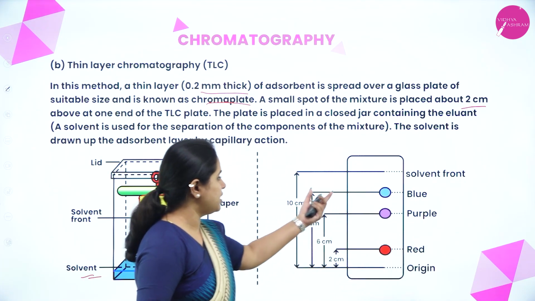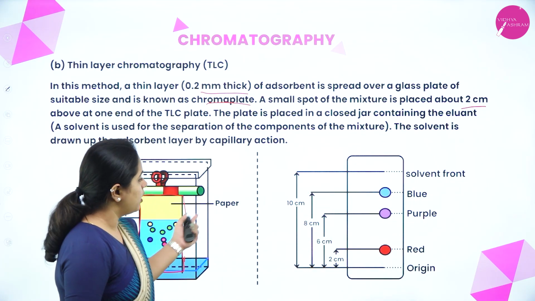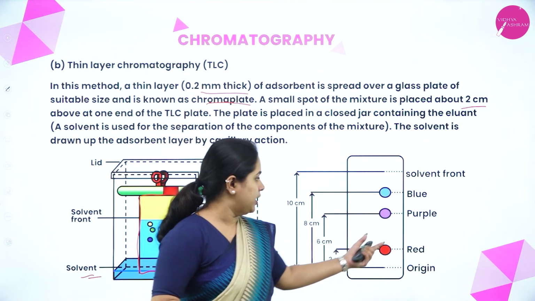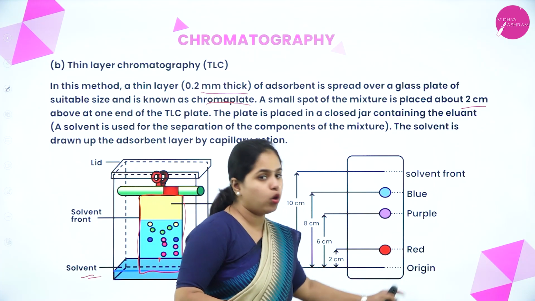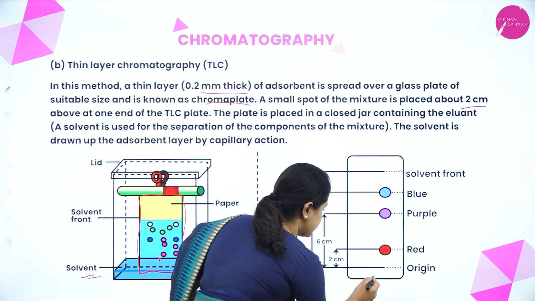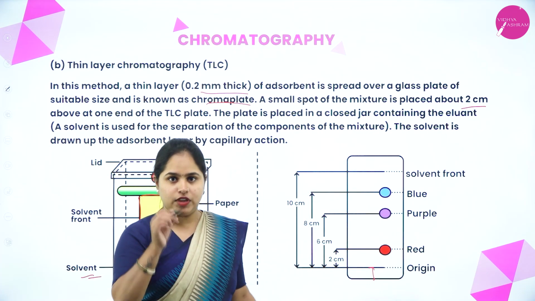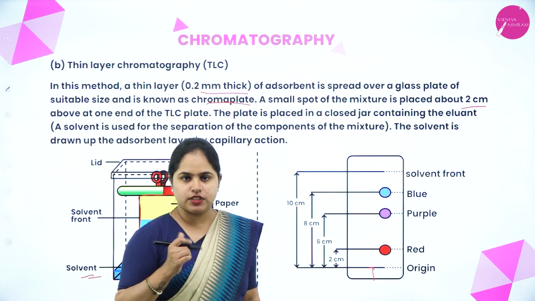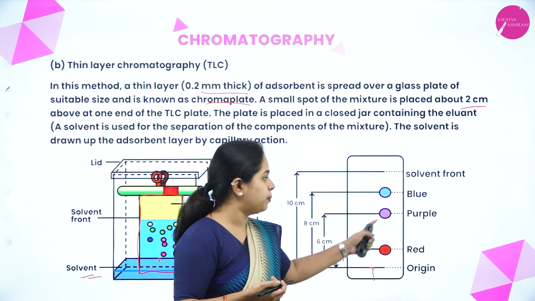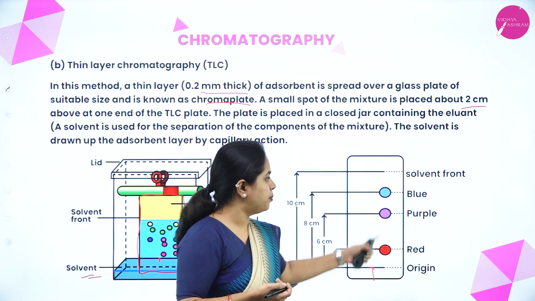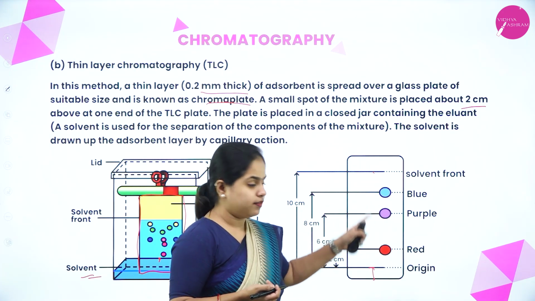So you will be able to see something like this. If there are many compounds, say red, purple and blue, and this is your solvent, and this is the origin. Yes, 2 cm from the surface we put the mixture, right, which has to be separated. So the red came till here, and the purple came till here, yes, and blue here, and this is your solvent, which was initially here.